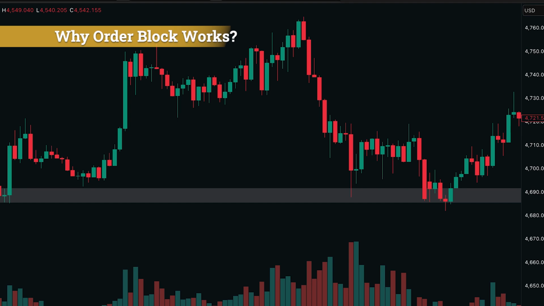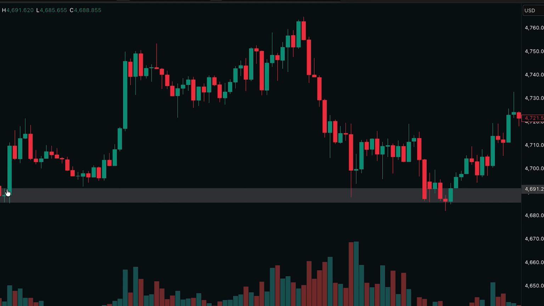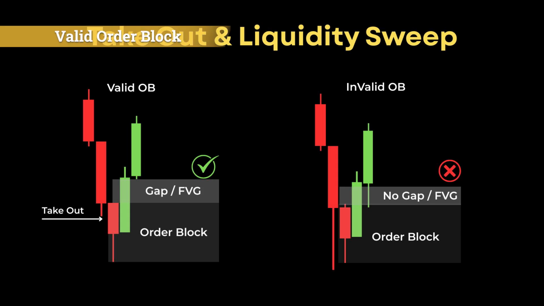Why order blocks work? A lot of beginners ask, why does price react from order blocks again and again? The answer is simple. Institutions rarely get all their orders filled in one move. So when price revisits that area, their remaining limit orders get executed. That creates fresh demand or supply. And price reacts again. This is why order blocks often behave like support zones, resistance zones, high liquidity areas, but with much more precision.